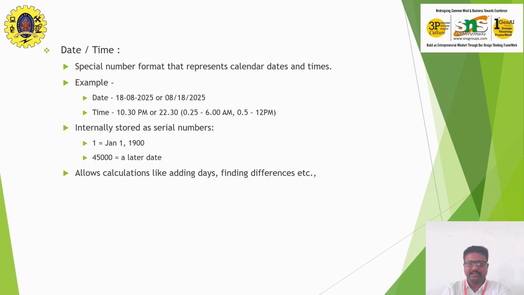Internally, the data is stored as serial numbers. For example, 1 represents January 1, 1900, whereas 45,000 represents a later date, which usually falls in the middle of 2023. It allows calculations like adding dates, finding differences, etc.